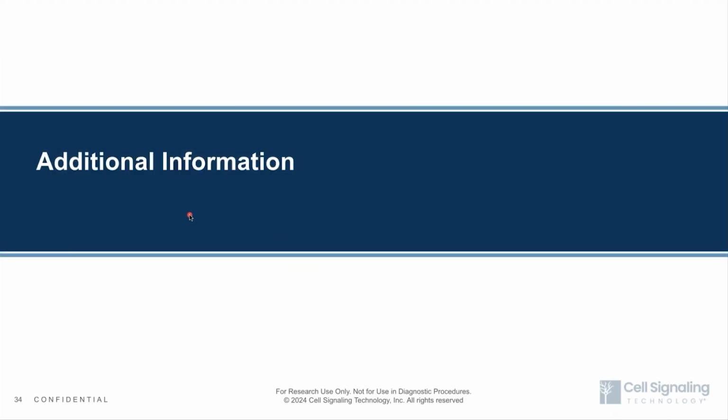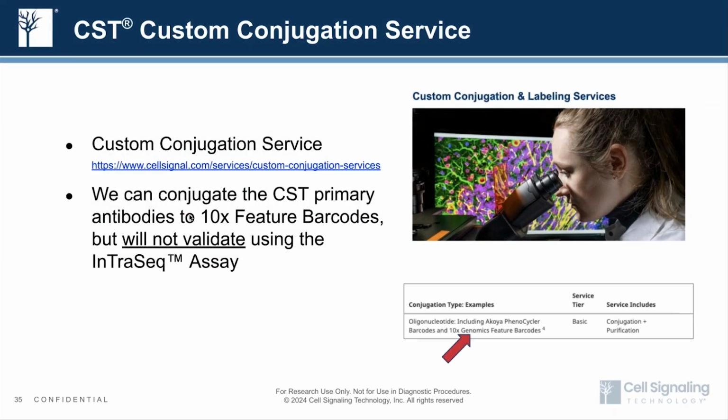Now, quick information before I end the webinar: if your favorite antibody is not conjugated currently, we do offer a custom conjugation service. You can go on the website, then go to the service and then the custom conjugation. We can conjugate any of our antibodies with a 10x feature barcode. However, we will not validate them in the InTraSeq assay, but I will help you determine the most optimal concentration of that antibody in the InTraSeq assay.